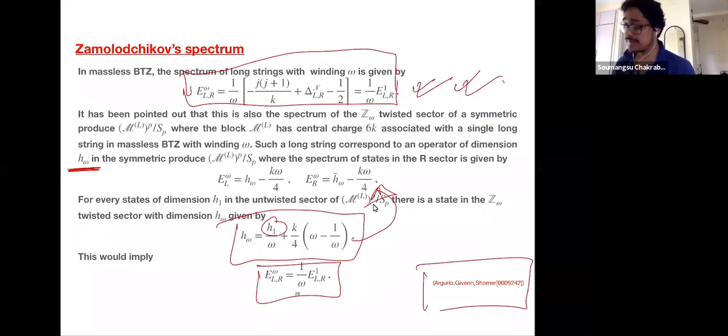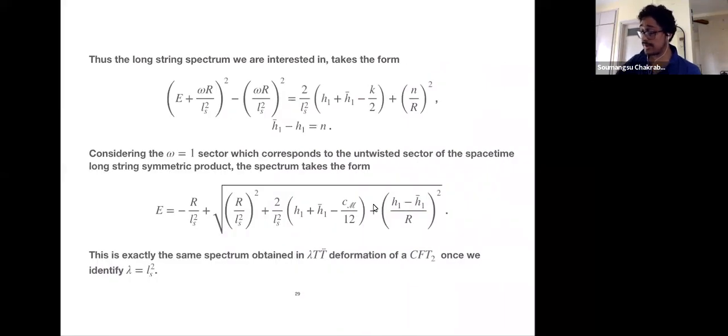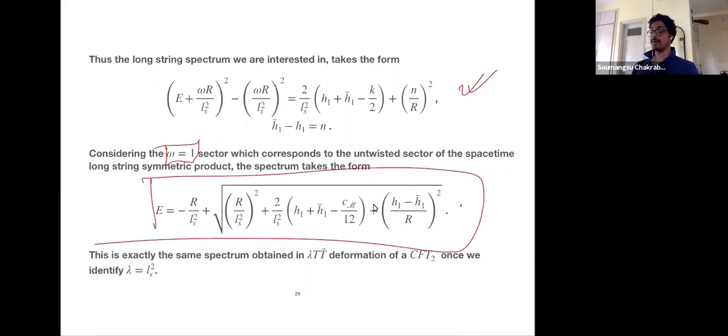So why am I telling you all this? It's because it means you can replace this part that you have here in terms of these H's, H1 and K. Once you do that, you get this expression, which is the energy in the Z_w twisted sector of the long string sector of the space-time theory. I'm interested only in w equal to 1. And this is exactly the spectrum that Zamolodchikov obtained in TTbar deformed CFT2 for the unitary sign of lambda.